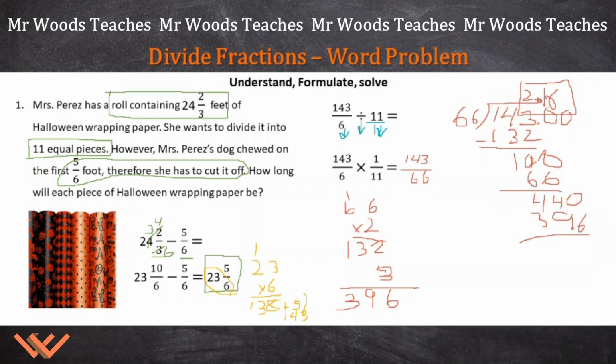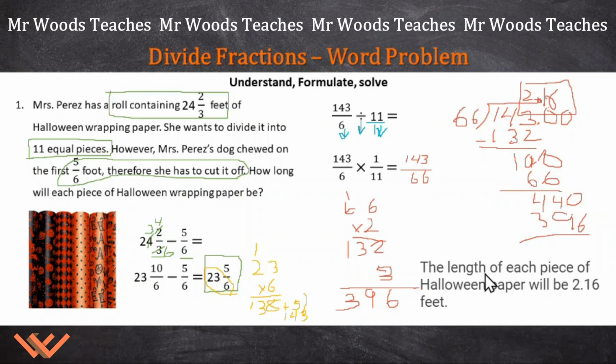You will need to write this out as a complete sentence. This is how I would write it out. The length of each piece of Halloween paper will be 2.16 feet. That's a great way to do it. It's a complete sentence. It's written properly, and that's what your math teacher is probably going to expect to see from you.